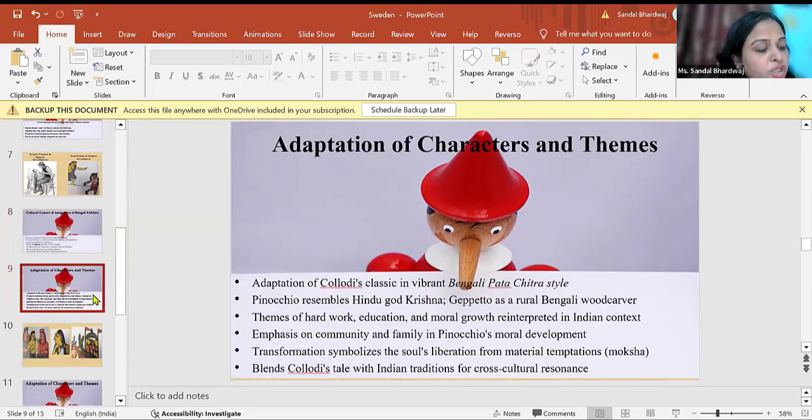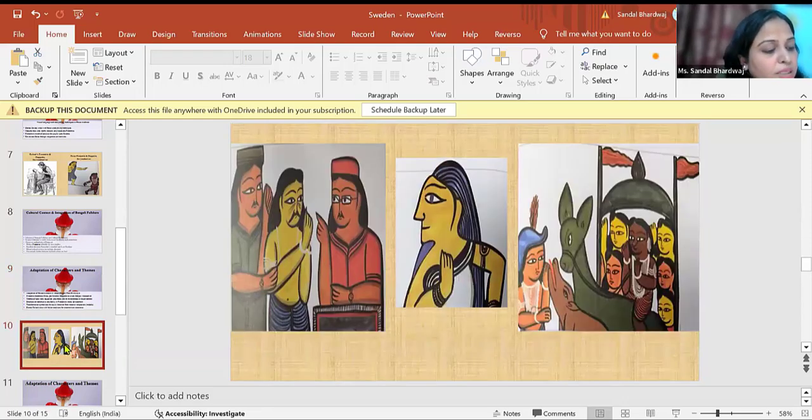Patua Pinocchio is an enchanting adaptation of Collodi's classic tale, as I just mentioned, illustrated in the Bengali Patachitra style. It reimagines familiar characters through the Indian lens, infusing them with local flavor. In this adaptation, Pinocchio, portrayed as a young boy in traditional Bengali clothing, resembles the mischievous Hindu god, reflecting cultural familiarity.